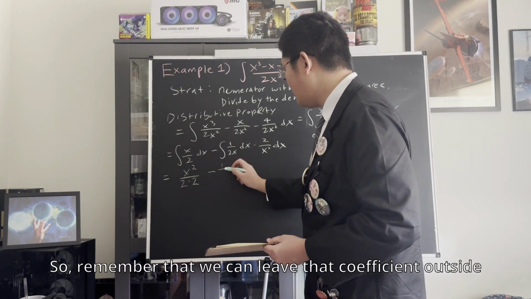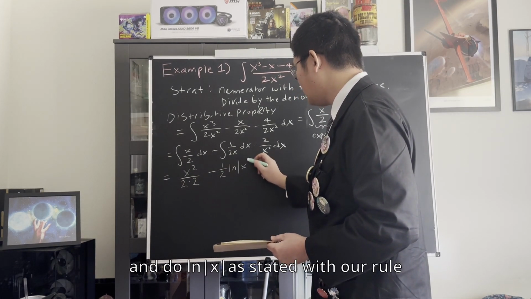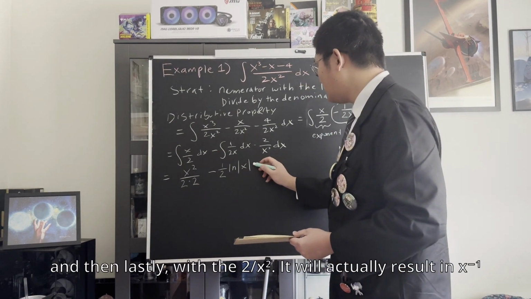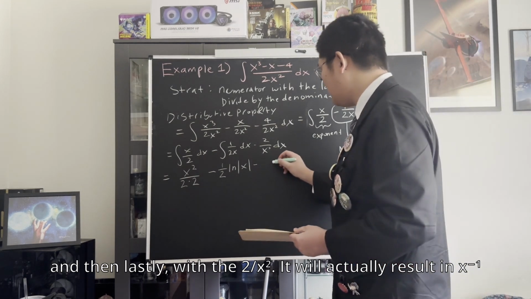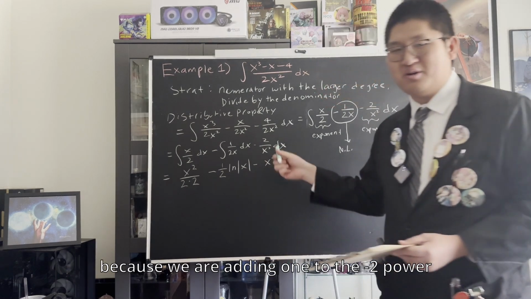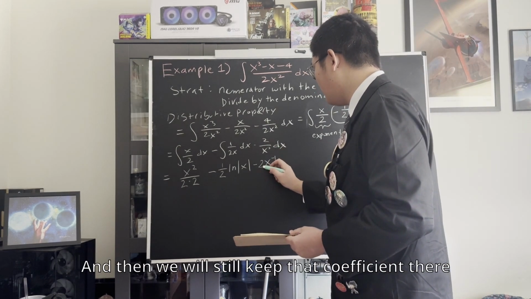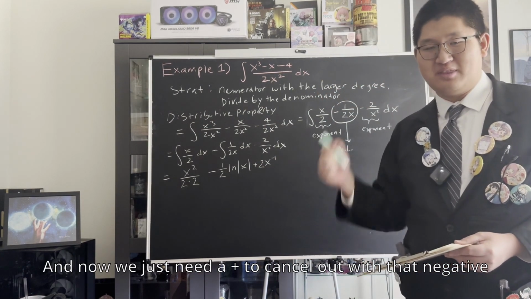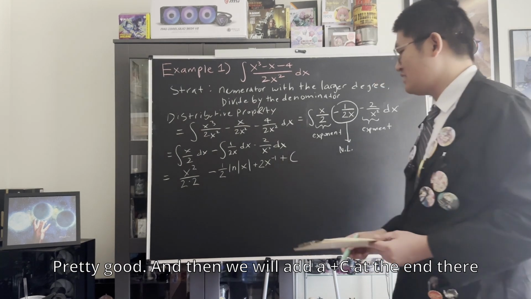So remember that we can leave that coefficient outside and do natural log of the absolute value of x, as stated with our rule. And then lastly, with the 2 over x squared, we will actually result in x to the negative 1 power, because we're adding 1 to the negative 2 power. And then we will still keep that coefficient there. Now we need just a plus sign to cancel out with that negative. Pretty good. And then we will add a plus c at the end there.